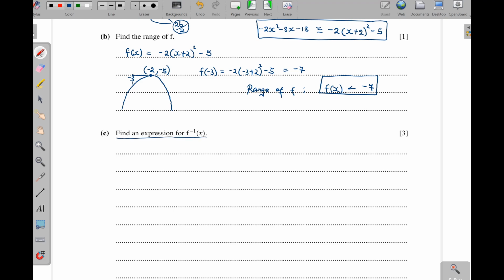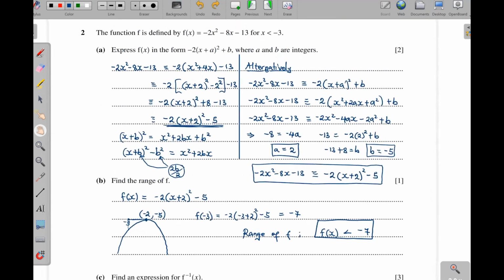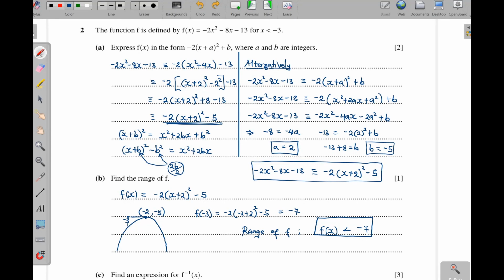Part C, find an expression for the inverse of the function. Now, when you are given a quadratic function, there is no way you can find the inverse of a function unless you express that function in the completed square format, like what we are told to do here. So if a question comes and they want the expression for the inverse of the function, when they haven't told you to first express it in the completed square format, first do that.